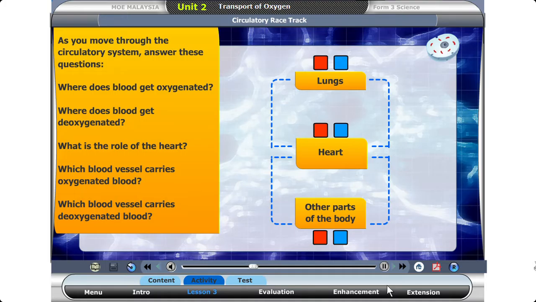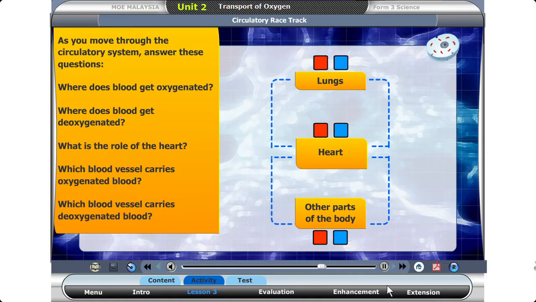Do the same for the students placed at the other parts of the body. The red cards will represent oxygen-rich blood. The blue cards will represent oxygen-poor blood. All the other students in the class will pretend that they are red blood cells. As the students pass through the lungs and other parts of the body, the students will have to figure out what cards they should receive.